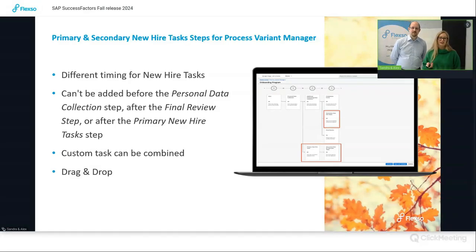There are just some things we need to keep in mind. So the secondary tasks, of course, cannot be added before the personal data collection step, and they can also not be added after the final review step. So they really just fit in the middle, but yeah, I guess that's clear from a process perspective as well. We can also then combine our custom tasks, and as said, we can easily drag and drop the different steps around in our process variant manager.